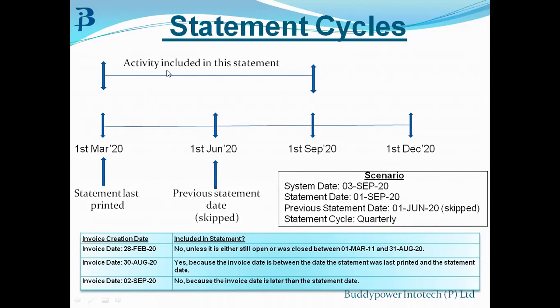So what activities are included in this statement? The activity included in this statement spans the date the statement was last printed. It starts from 1st March 2020, the last statement printed, to the current date of 1st September 2020. The previous statement date, 1st June 2020, has been skipped. So the activity for that period now shows on the current statement, and it will be shown as previous statement date skipped for that particular statement.